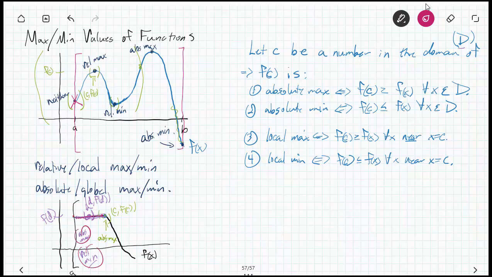Guess what happens when I hit f(a)? Well, now this is where it gets crazy. I am not allowed to have a relative max or min at an endpoint. So I still have an absolute max, but I lose my relative min because I'm not allowed to have relative maxes and mins at endpoints.